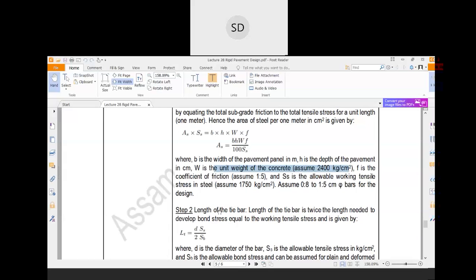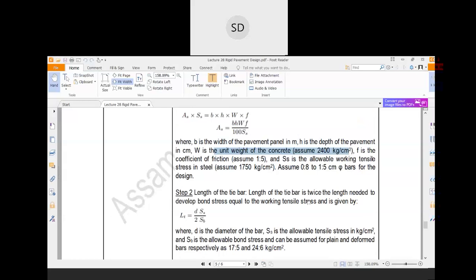So these are the design considerations. Now step 2 is the length of the tie bar. The length of the tie bar is twice the length needed to develop bond stress equal to working tensile stress and is given by Lt equal to d into Ss divided by 2 Sb, where Ss is the allowable tensile stress in kg per centimeter square and Sb is the allowable bond stress, which can be assumed for plain and deformed bars respectively as 17.5 and 24.6 kg per centimeter square as per the IRC. So these Ss and Sb values you get from the IRC 58 code. So from these two steps you can easily find out, from the first one, the area of the bars required, and from the second formula, the length of the tie bar used.